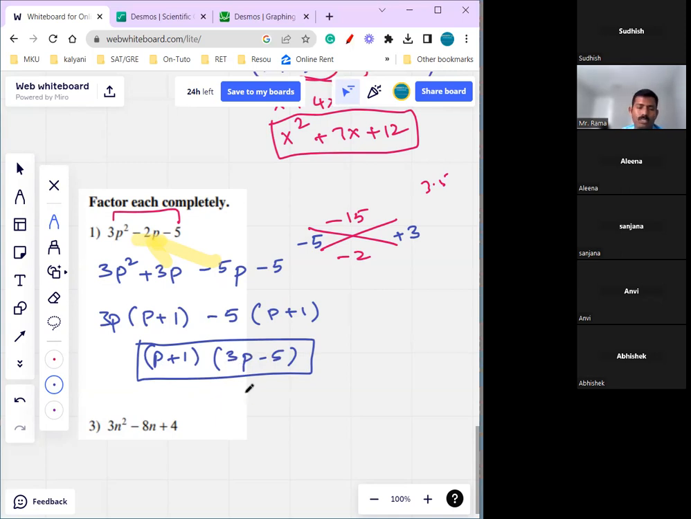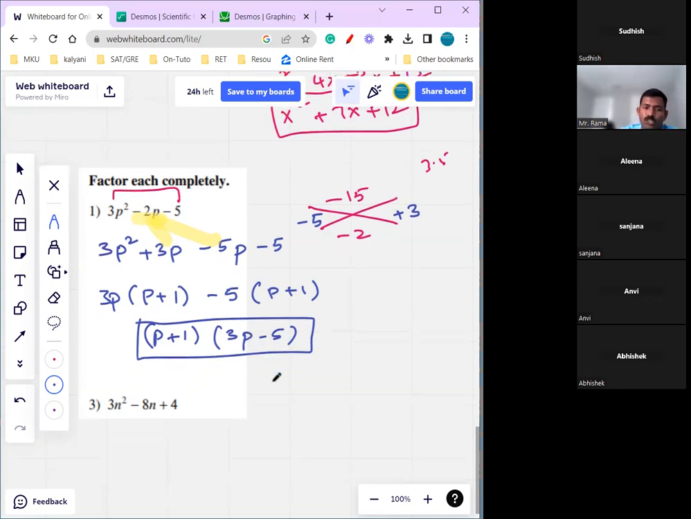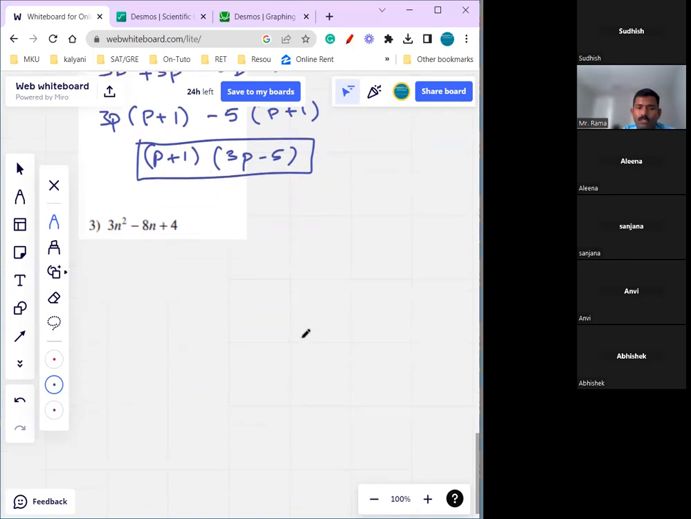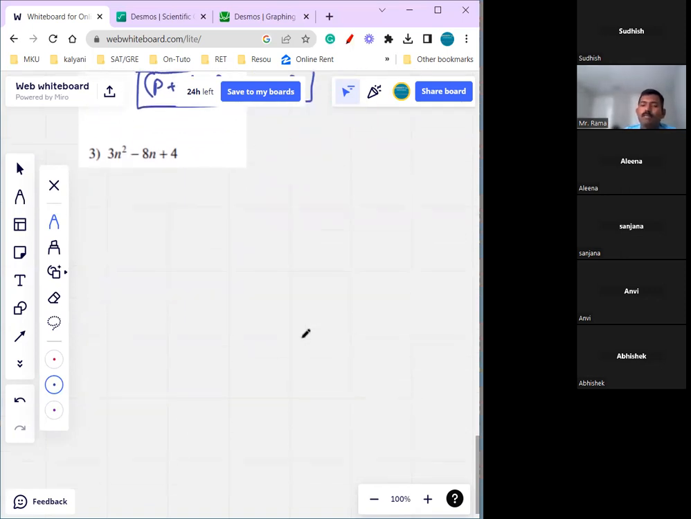And sometimes once you get your answer, you can always check by multiplying back again and see whether you got the right answer or wrong answer. So you can always do that as well. Section 3. Okay, all good.